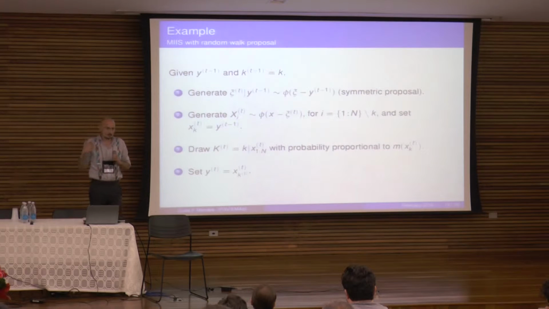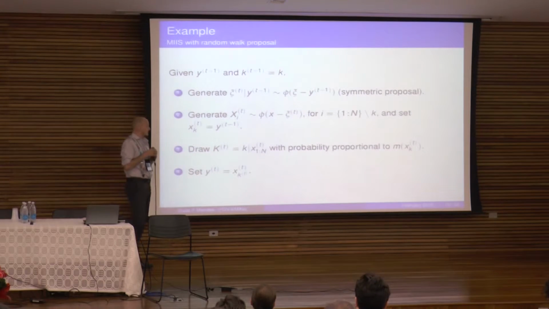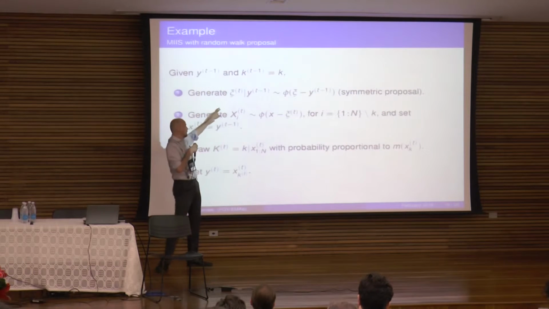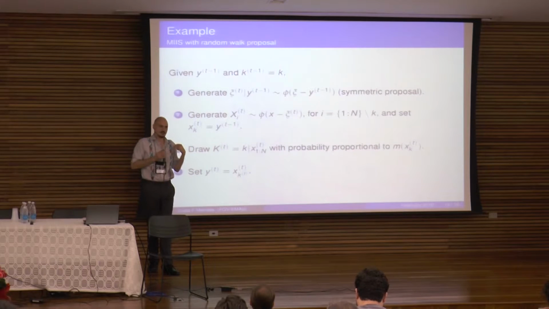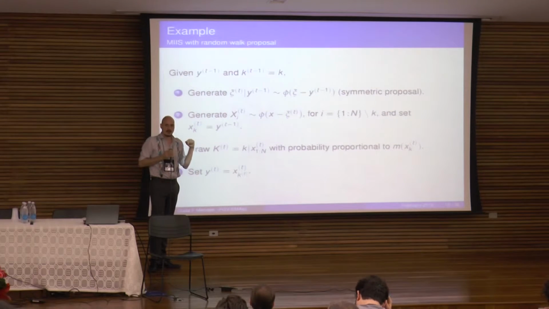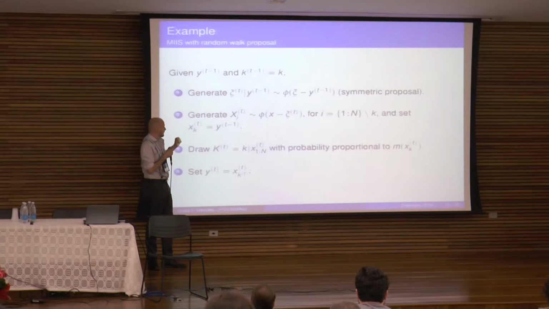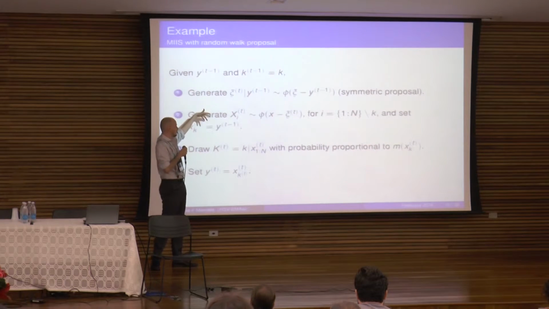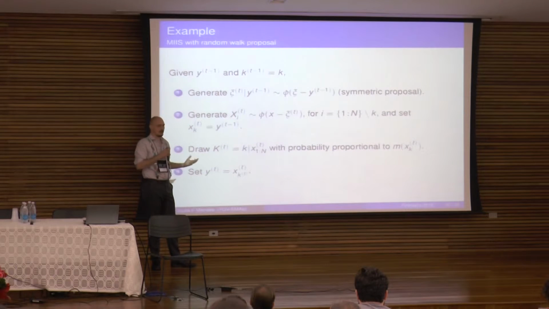We can have a random walk proposal, or what we call a random walk proposal. In here, in the random walk proposal, we sample xi as an auxiliary variable, and we say that eta and q are symmetric distributions. Then we sample all n minus 1 particles and set one particle to be y t minus 1, the current state of the Markov chain.